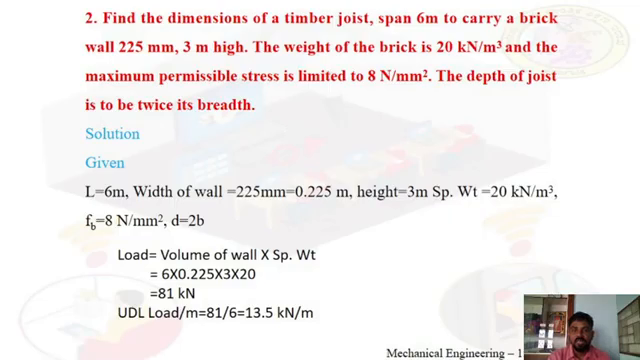So immediately list the given data. The L is given 6 meter. Width of wall is given here 225 mm, so 0.225 meter, divided by 1000. Now height is given 3 meter. The specific weight is equal to 20 kilonewton per meter cube. The fb is given 8 Newton per mm square bending stress. The depth is equal to 2 into breadth. The condition is given. So see here, the load is not given. But width of wall is given, height is given, the specific weight is also given. We have a formula: load is equal to volume of wall into specific weight.